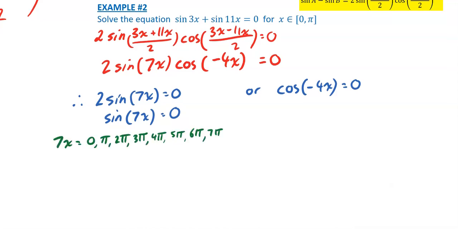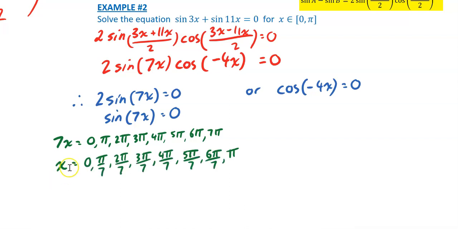You might be thinking, wait a minute, why are you going so far? Because the domain is only between 0 and pi. But that's the domain for x, not the domain for 7x. So now I know that 7x is equal to this. And if I divide all of those by 7, I'll know what x is equal to. Those are all of my answers for this side of that equation. And now I can do the same here.